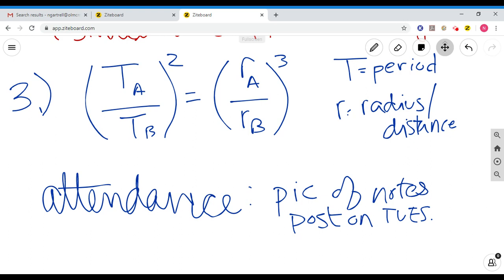Good morning. Welcome to today's physics lesson. What we're going to do today, very exciting stuff. We are going to use Kepler's third law to calculate some information about planets.